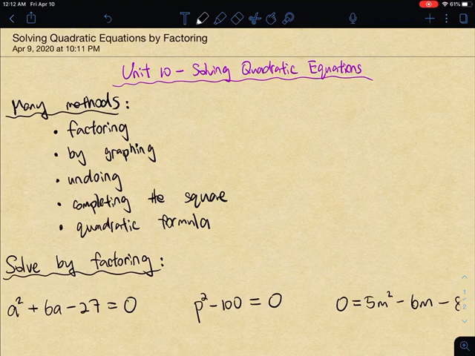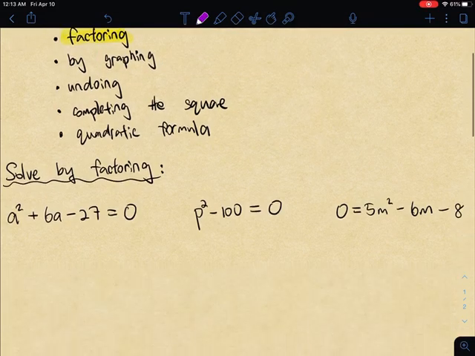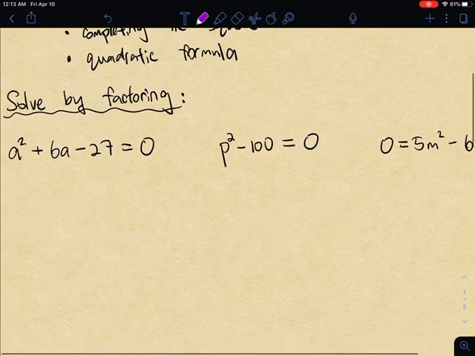I don't know if we're going to get to all of these before the end of the semester. I'm hoping to, but a couple of these will definitely show up again and again over the next couple of years for you during geometry and Algebra 2. But we are going to start with solving by factoring. You have already done this before, so hopefully it'll be a review for you. All right, so let's take a look at some examples.